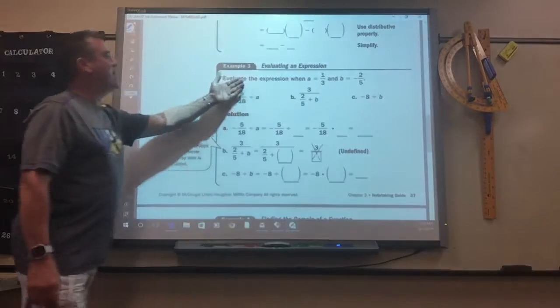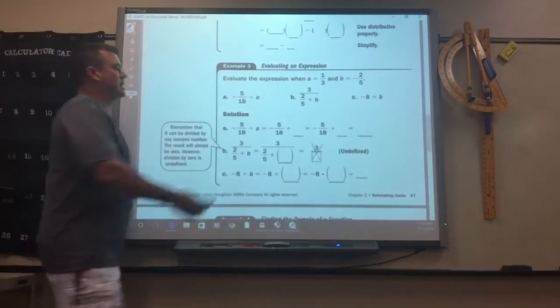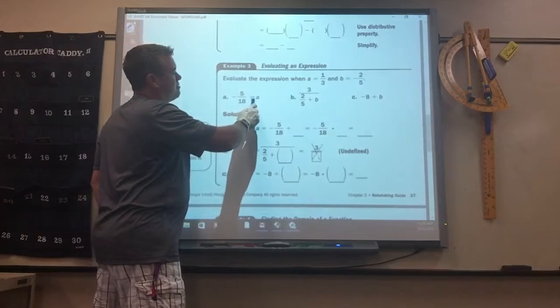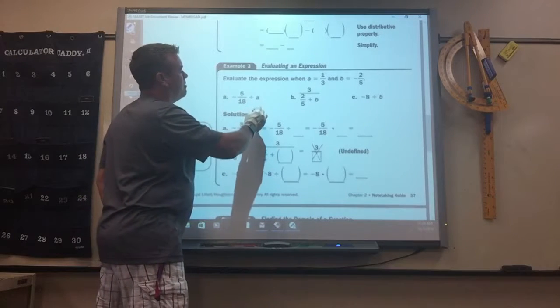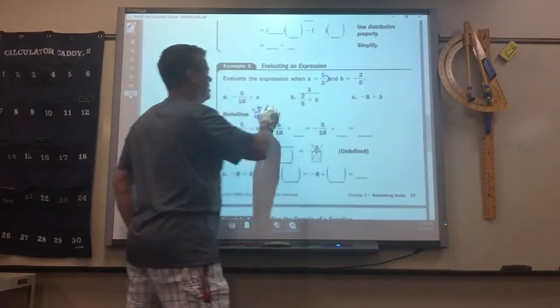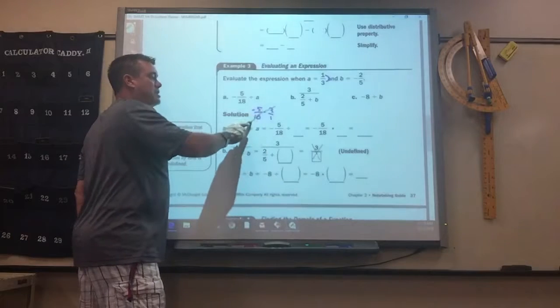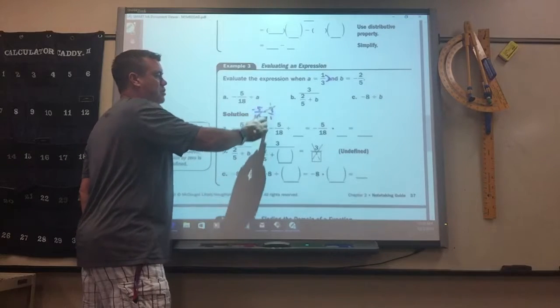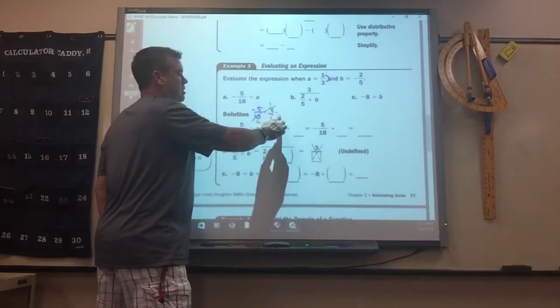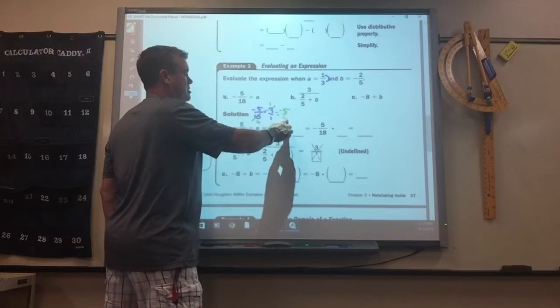So here are some of the evaluate ones where you've got to plug it in. It's done just like the first ones we did. Negative 5/18 divided by a means we take negative 5/18 times the reciprocal of a, 3 over 1. You can cross cancel 3 and 18. It goes in there once and in there 6. So top times top is negative 5. Bottom times bottom is 6.